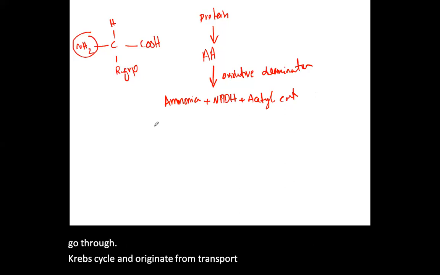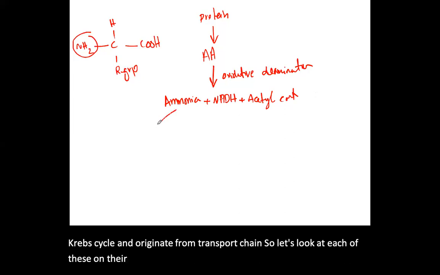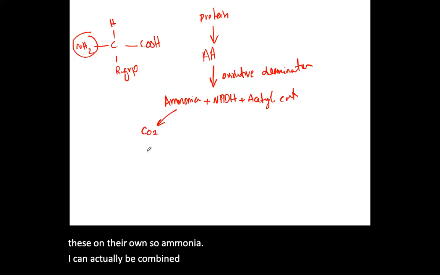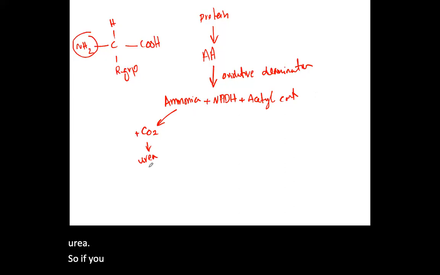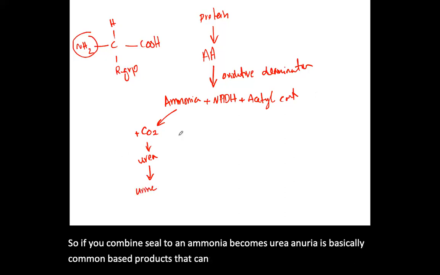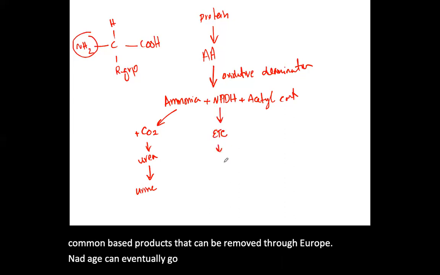So let's look at each of these on their own. Ammonia can actually be combined with CO2, and that becomes urea. So if you combine CO2 and ammonia, it becomes urea, and urea is a common waste product that can be removed through urine. NADH can eventually go to your electron transport chain and help you produce your ATP.